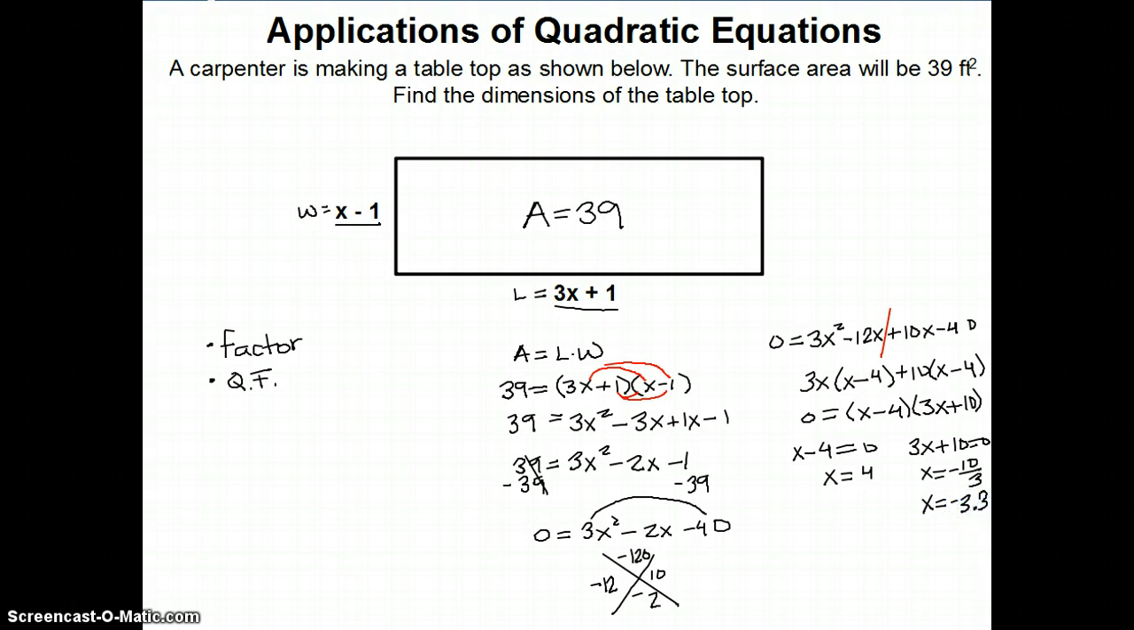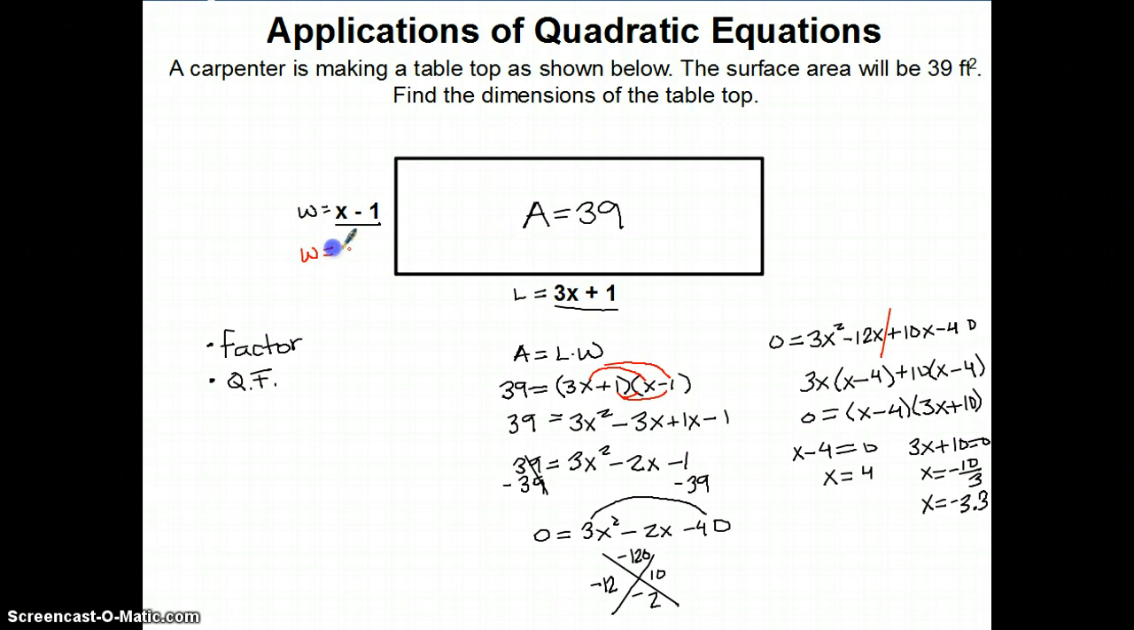We're going to go ahead and check to find my length and my width by plugging these in. I'll start with my 4. The reason that we're checking both of them, even the negative one, is because this is not W or L. This is X. This helps us find W or L. If I plug in this negative 3.3 and my length or my width stays negative, then I know that that cannot be my solution. However, if I plug it in and I have a positive length or width, this is still a valid option. So first I'll go ahead and plug in my positive 4.